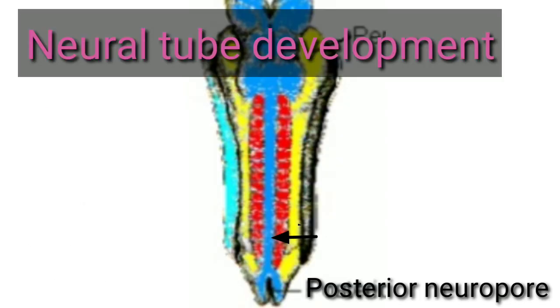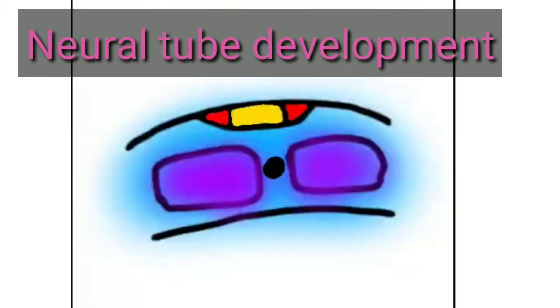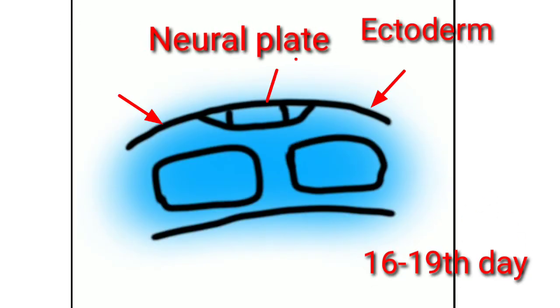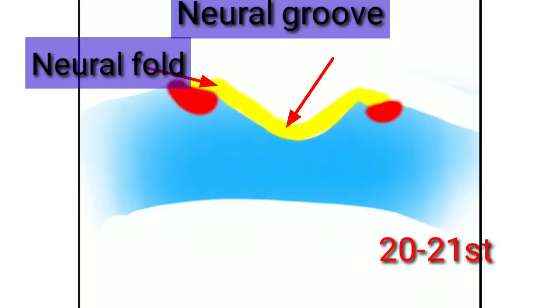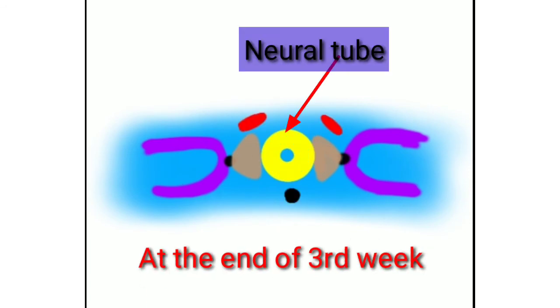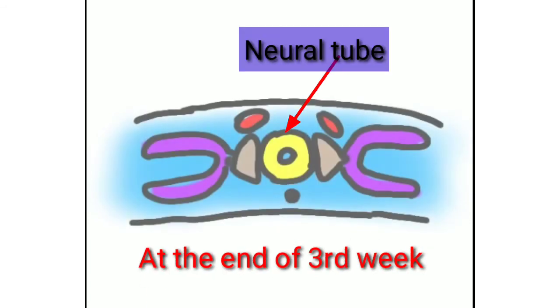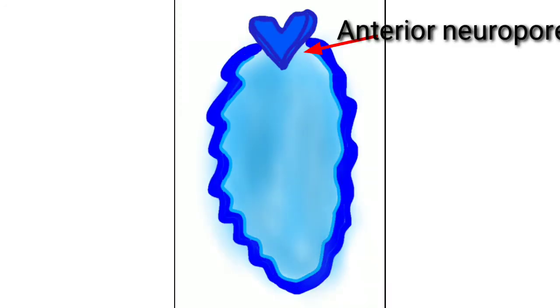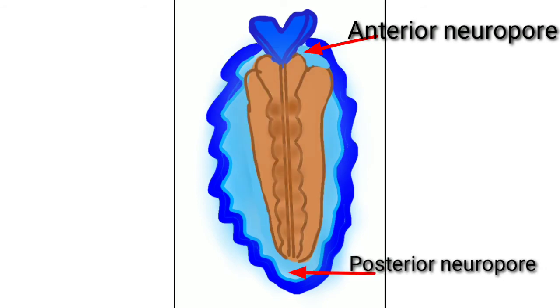Next, let us see a small recap of neural tube development. The neural plate appears on the 16th to 19th day as a thickening of the embryonic ectoderm. On day 20 to 21, the neural plate folds along the midline. By the end of the third week, the neural folds fuse to form the neural tube. The fusion begins at the hindbrain cervical junction and proceeds rostrally and then caudally. The anterior and posterior neuropores close on the 25th and 27th day.